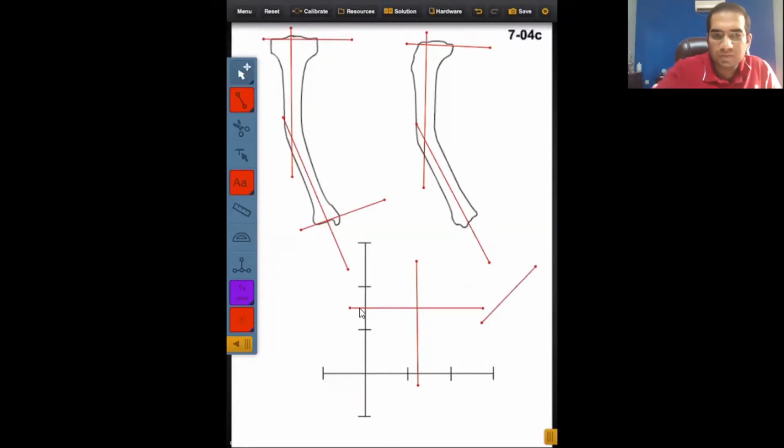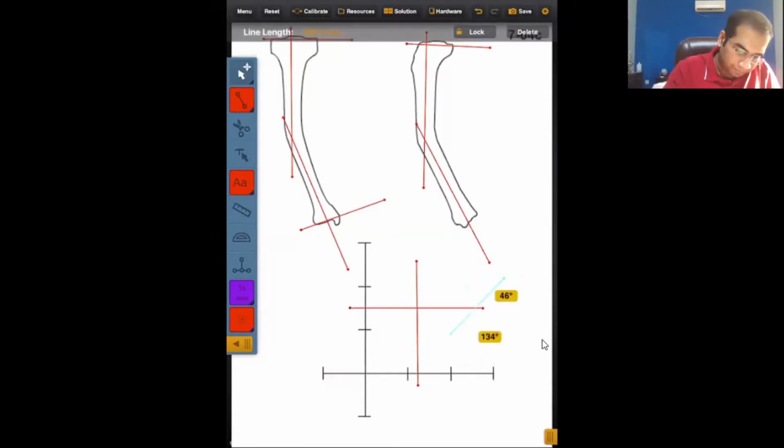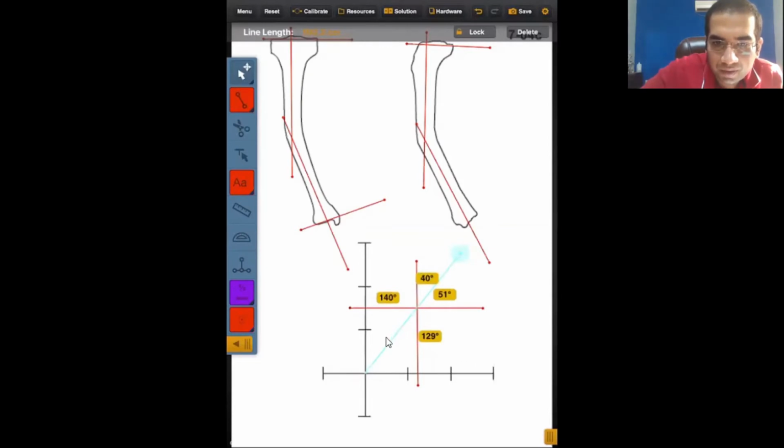So this is the exact location of the deformity. As you can see, this deformity has both a procurvatum and a varus component to it, and this is the exact location of the deformity, and the length of this line is going to tell me the exact magnitude of the deformity.